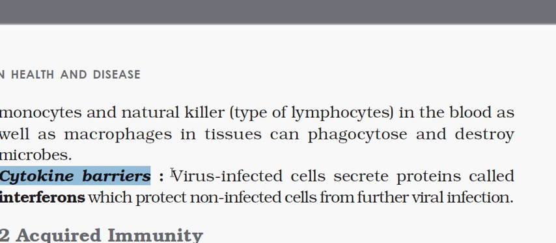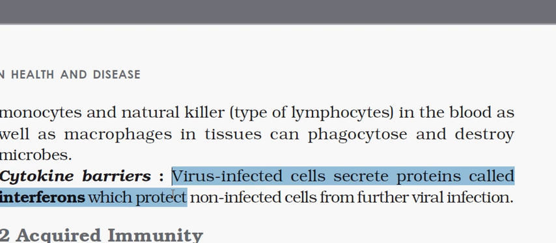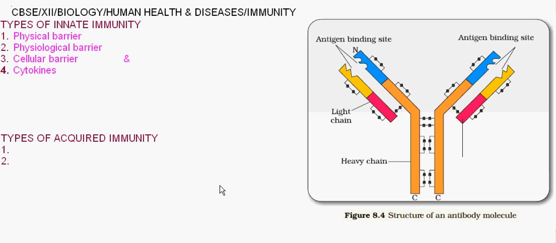Now coming to types of acquired immunity. It is two types, that is humoral and cell mediated. Basically, humoral is controlled by antibodies and cell mediated by T lymphocytes. Now coming to what is acquired immunity, that is discussed earlier. So first we'll discuss humoral immunity.